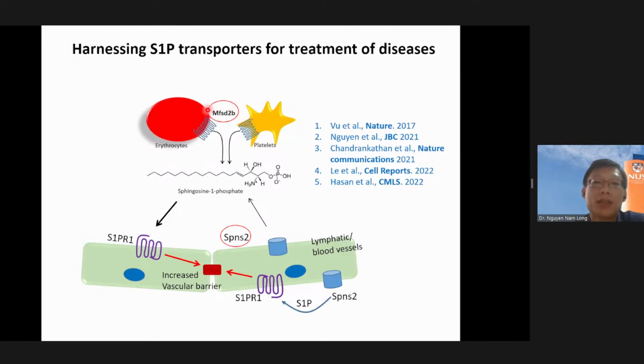MFSD2B is a homolog of MFSD2A, which I have been working on as well. MFSD2A, as you know, is an LPC transporter, and MFSD2B is actually the exporter for S1P, mainly from erythrocytes and platelets. For SPNS2, so far we think that it is expressed more in the blood vessels, in this case in the endothelial cells, which release S1P through this transporter. We think both of them contribute to the extracellular S1P for signaling.